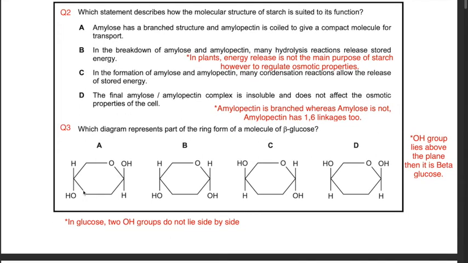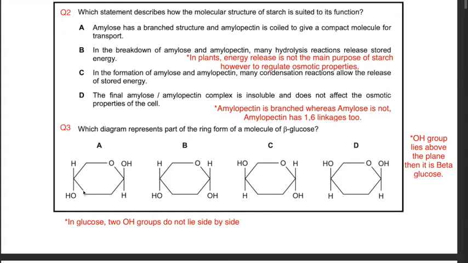Question 2. Which statement describes how the molecular structure of starch is suited to its function? A. Amylose has a branch structure and amylopectin is coiled to give a compact molecule. That is incorrect because amylose is not a branched structure whereas amylopectin is branched. Therefore, A is incorrect. B. In the breakdown of amylose and amylopectin, many hydrolysis reactions release stored energy. They are asking how starch is suited to its function, and in plants, energy release is not the main purpose of starch, however, to regulate osmotic properties.